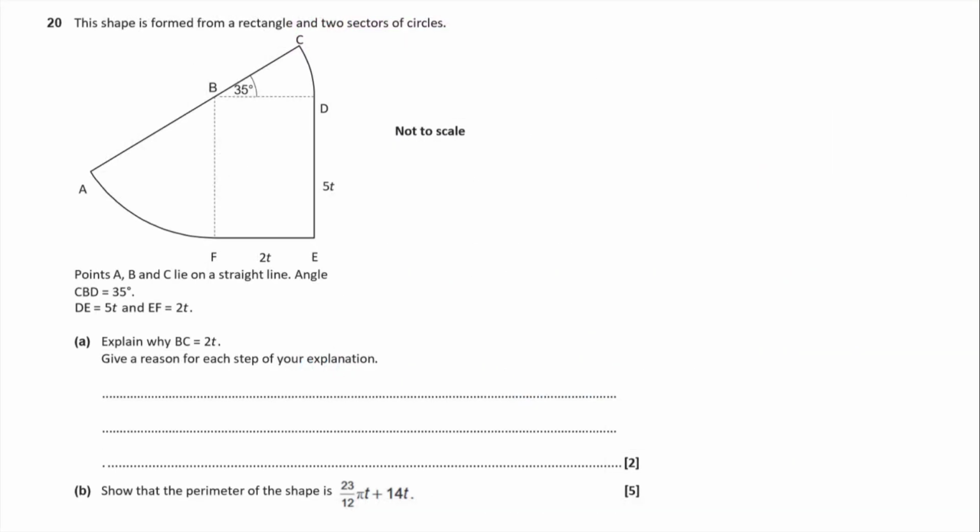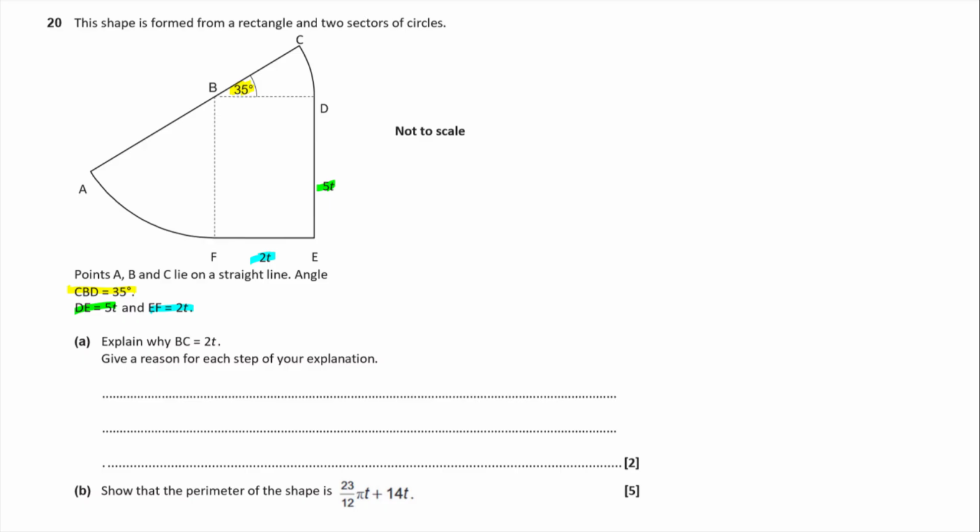20. This shape is formed from a rectangle and two sectors of circles. Points A, B, and C lie on the straight line. Angle CBD is 35. DE is 5t, and EF is 2t. Now, before you do anything, just check all the information in the question that's in written form is on the diagram. So angle CBD is 35. It's there. Look. DE is 5t, that's over there, and EF is 2t. That's also on my diagram. So everything's on there. Always good just to double check though, because sometimes it isn't.